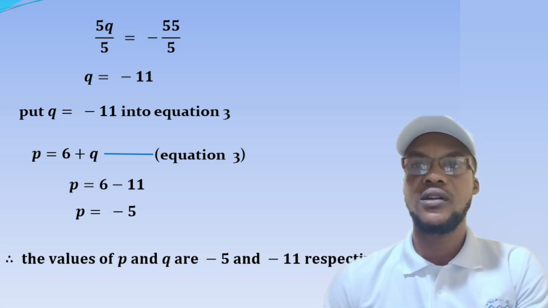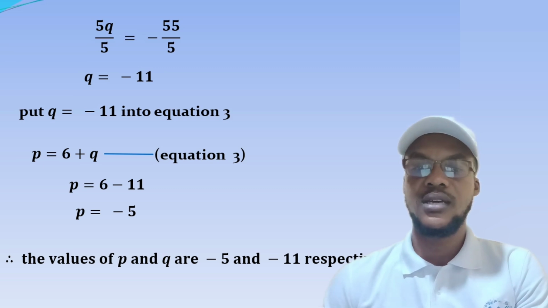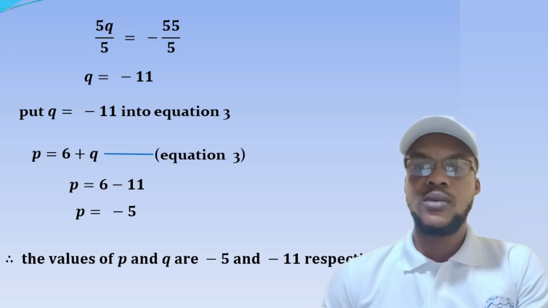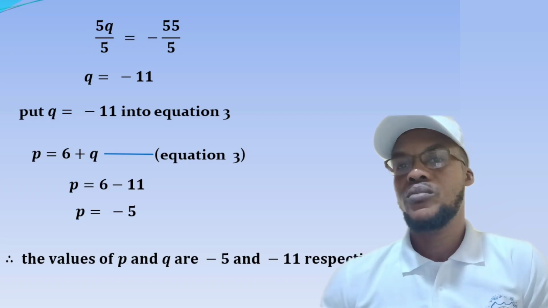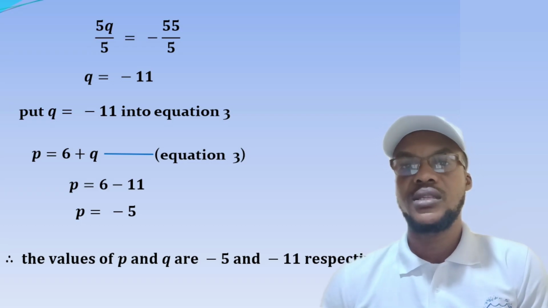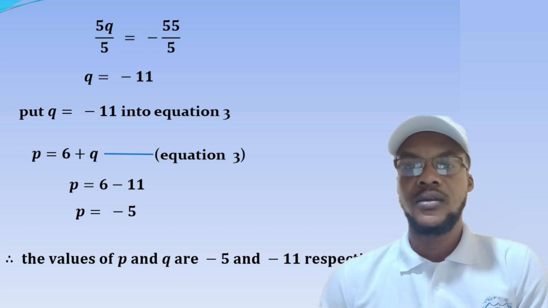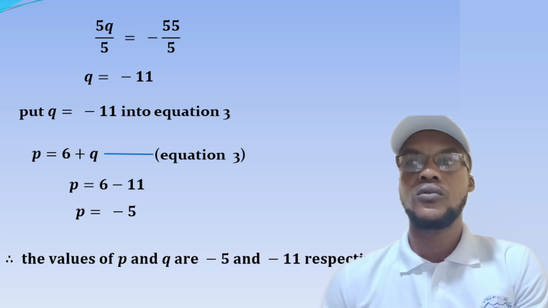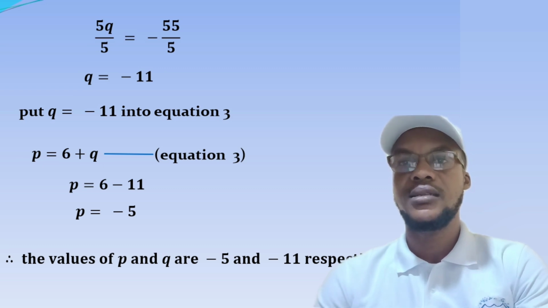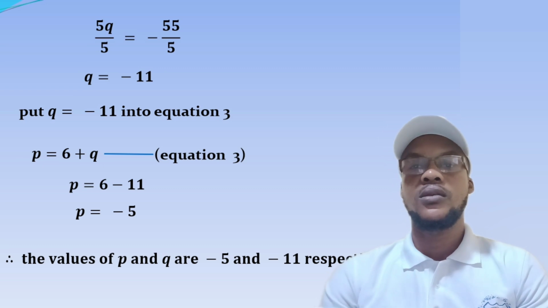We are able to find the value of Q. We are also able to find the value of P. If that's the case, then we can conclude that the values of P and Q are negative 5 and negative 11 respectively. So my dear students, you brought this question in, and this is how we can solve it. There are so many ways. Some people also have other ways that they can solve this question, but as it stands now, this is basic. So when you have questions like this, that is how you go about it.